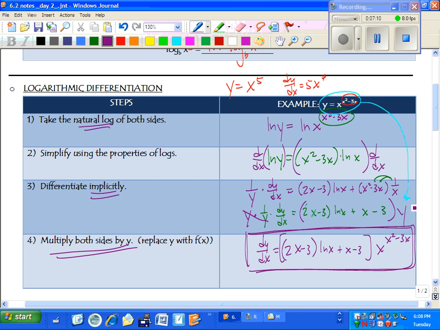Now, if you leave it with just the y in there, you're not going to count it wrong. But remember, in a multiple choice question on the AP test, you're probably not going to see it that way. You're going to see it with the actual function in that place.